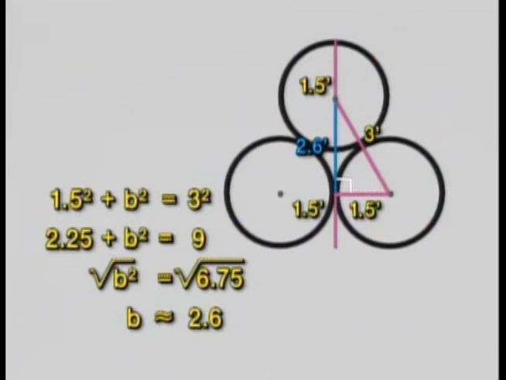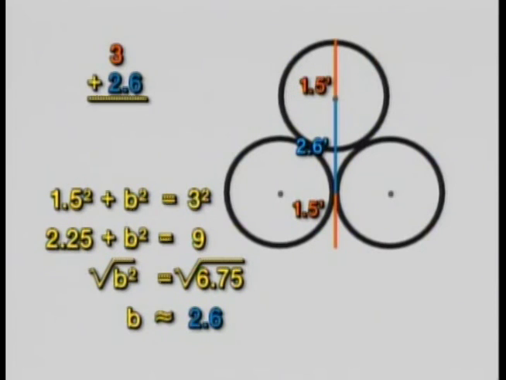To find the total height of the stack, we must still add the line segments above and below this leg. Each is 1.5, so their total is 3. 3 plus 2.6 is 5.6. The stack is 5.6 feet high. That's a little more than 5 feet 7 inches.